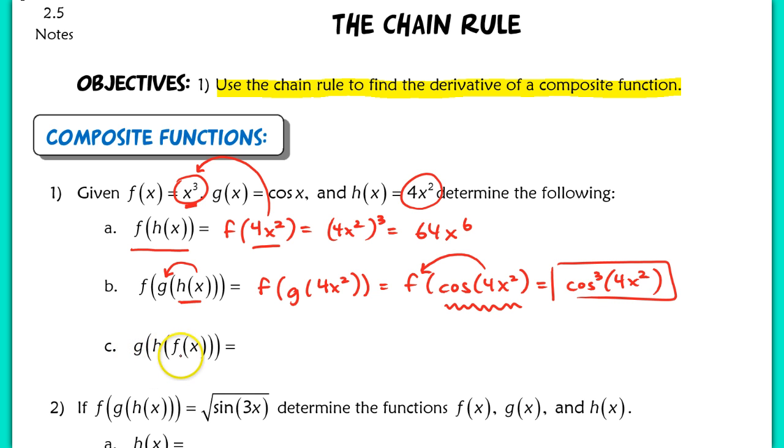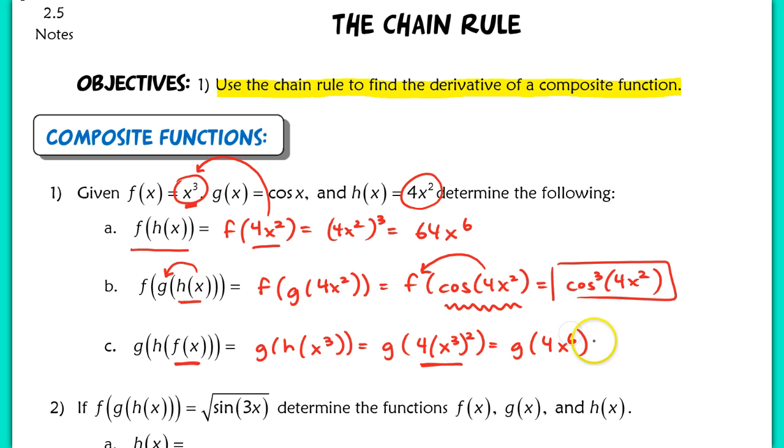Now for g of h of f of x, f of x is now the input for h. So if we want to find this composite function, we need to take g of h of x cubed. So first we're going to work on taking x cubed and making that the input for h. So we have g of h of x is 4x squared, so we need to take 4 and then multiply that by x cubed squared. Okay, this is the input now for g. Let me just simplify that. So that becomes 4x to the sixth. And if we take g and input 4x to the sixth, here we end up with the cosine of 4x to the sixth. So this here is that composite function g of h of f of x.